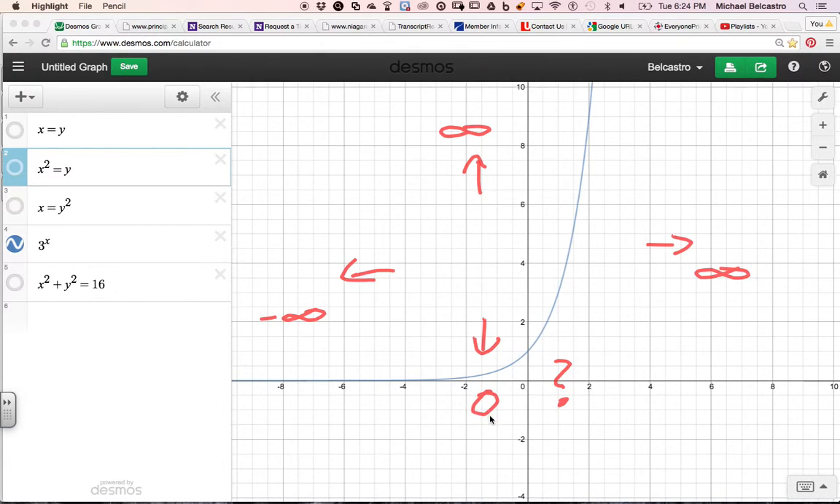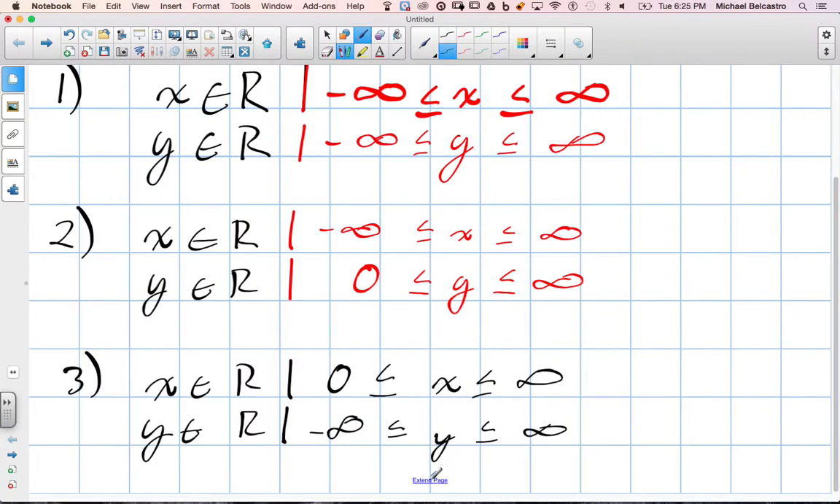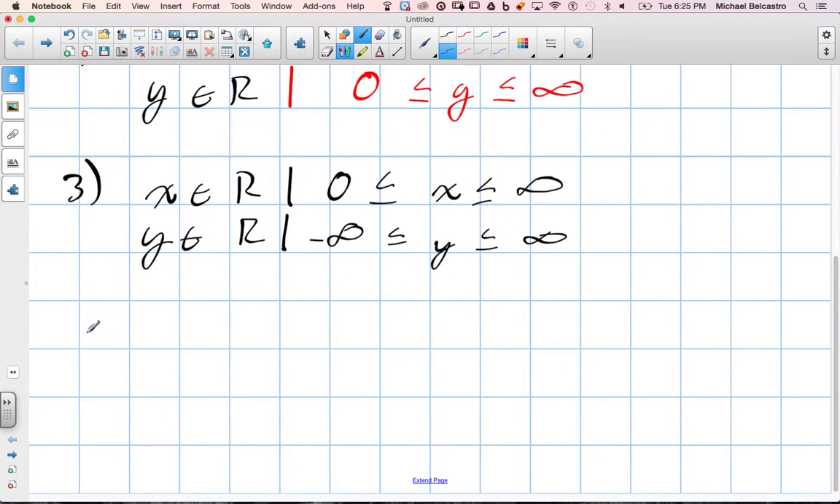So 0 is going to be our value, but when we go to write our notation, something's going to be a little different. I'm going to show you what it's going to be. It's a little different here for our exponential function. Left and right, it was going forever, so we're pretty used to that: negative infinity is less than or equal to x, less than or equal to positive infinity.